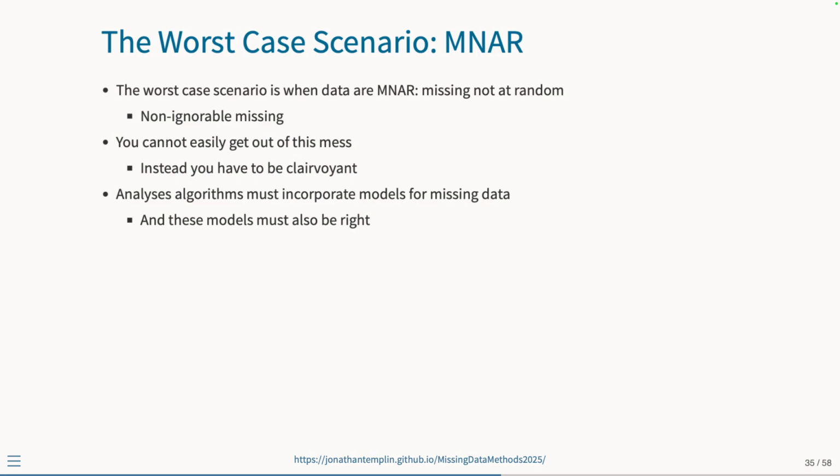Is that model right? Does that model have missing data? Because guess what happens when you put a model on the missing data and it's wrong? What you put in is wrong. If what you put in is wrong, what you get out is going to be wrong. So there's a whole lot of problems with missing not at random.